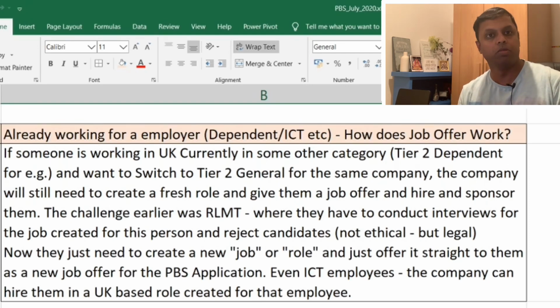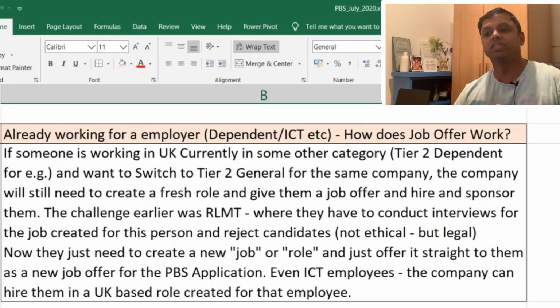So applying for a sponsorship license also doesn't cost a big fortune. If it's a medium company, for example, I think in one of my videos I mentioned it costs less than £1,000, and even for a medium to large company, it costs less than £2,000 for getting a sponsorship license. So it's not that expensive.